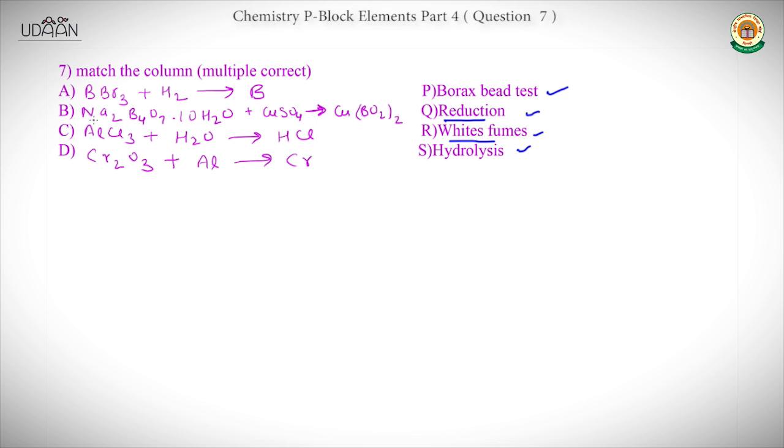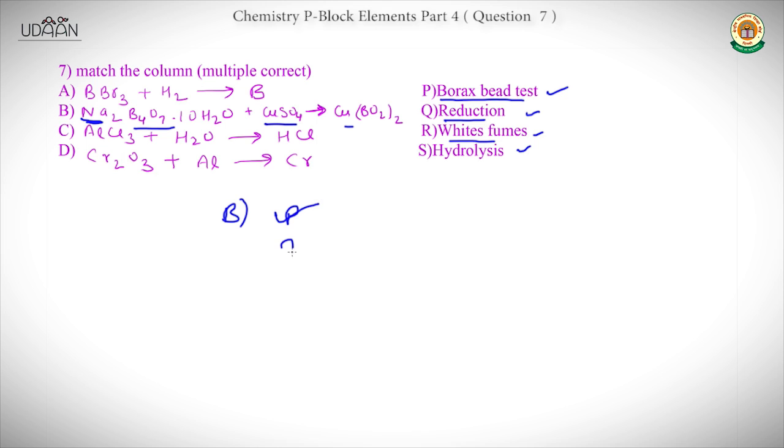We know these reactions. This reaction is borax reacting with copper 2+, so it is a borax bead test. We can generally see it easily. So for B, firstly the P option matches, so P will be a match for B.